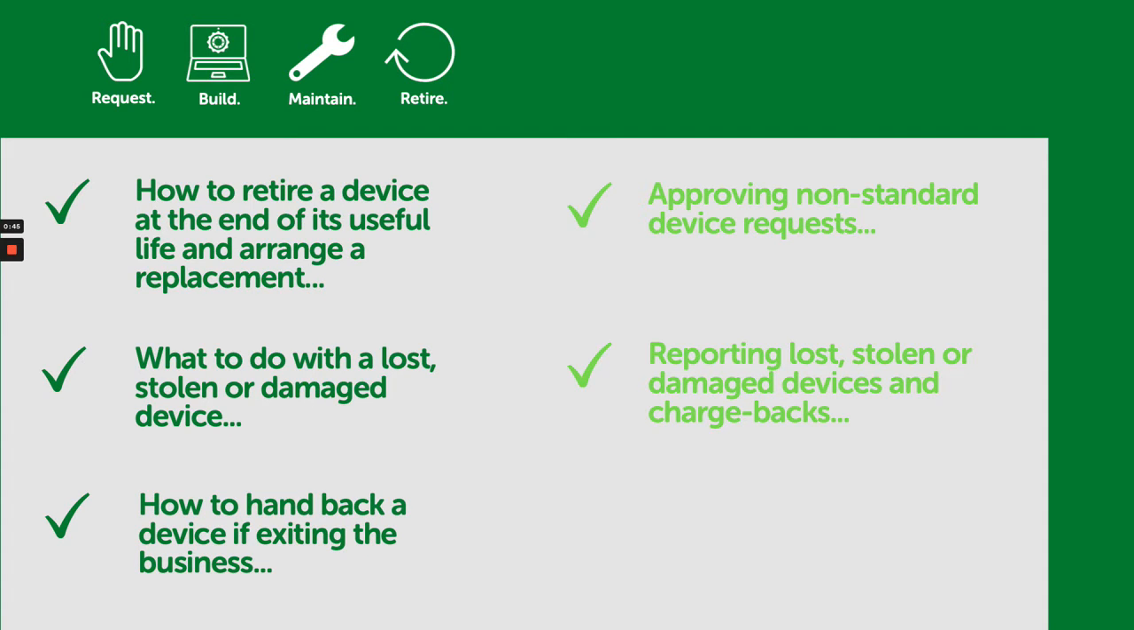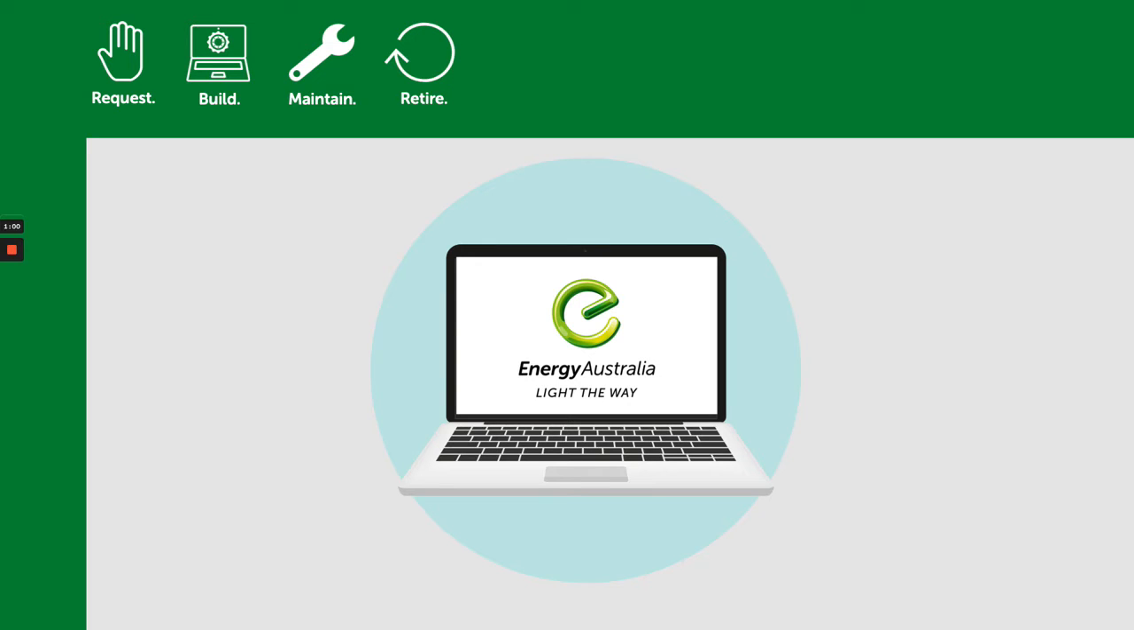And finally, in the first module, we outlined how to hand back a device if exiting the business. In this second module, we will step you through what's required to collect and hand in devices for their continued use. Before we cover these topics, it's important to understand some of the new ways that we're managing the life cycle of devices at EA.